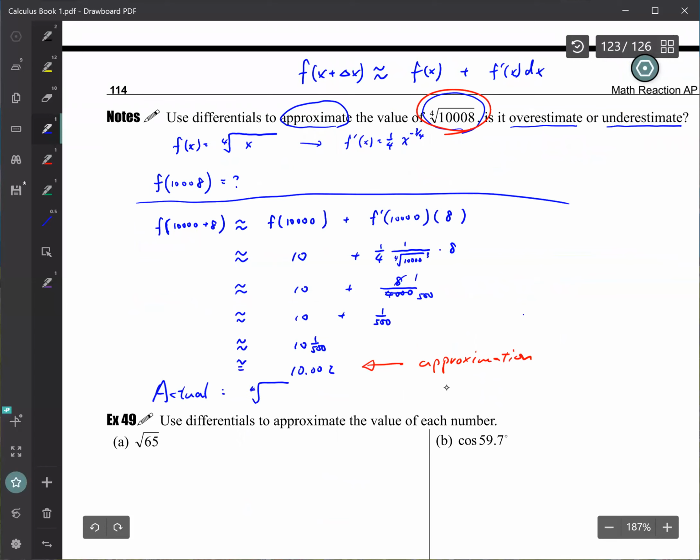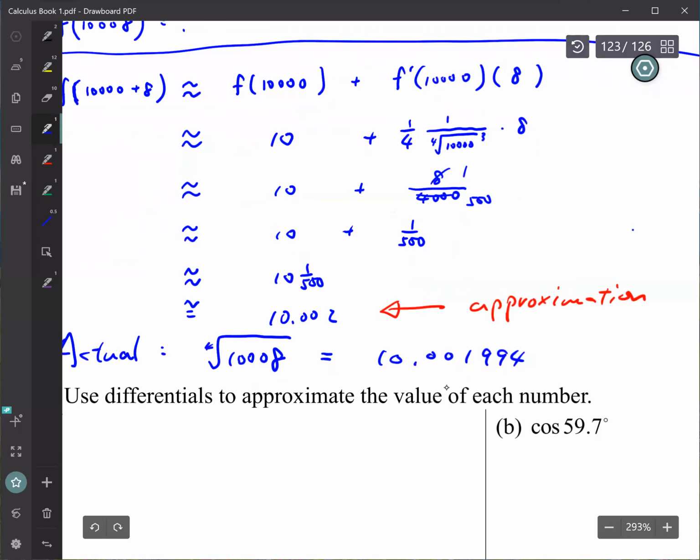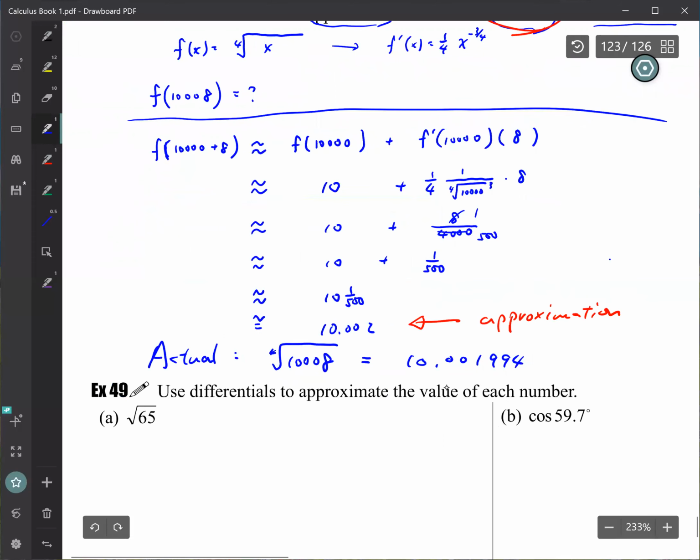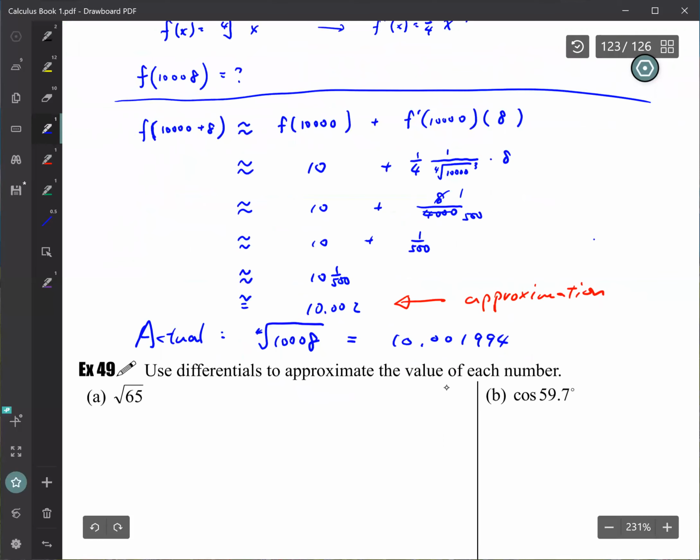So we plug it into the calculator, fourth root of 10,008. Can you try it? Fourth root of 10,008. It's like 10.001994. Yeah, so which is pretty good, right? We did it without any calculator help at all, right? So that's one of the applications, okay? Even though you don't use this for grocery shopping. But anyway, you can use it to approximate, okay? So this is actual.